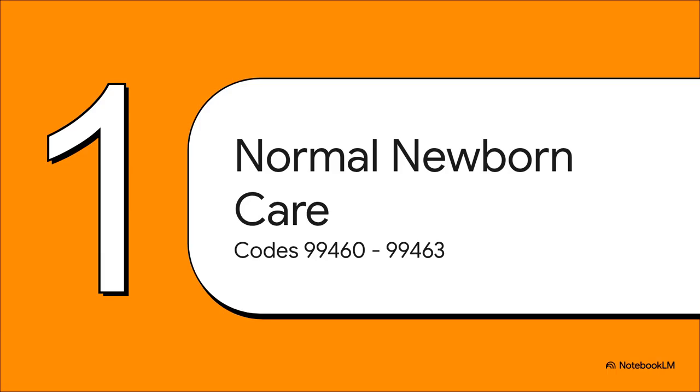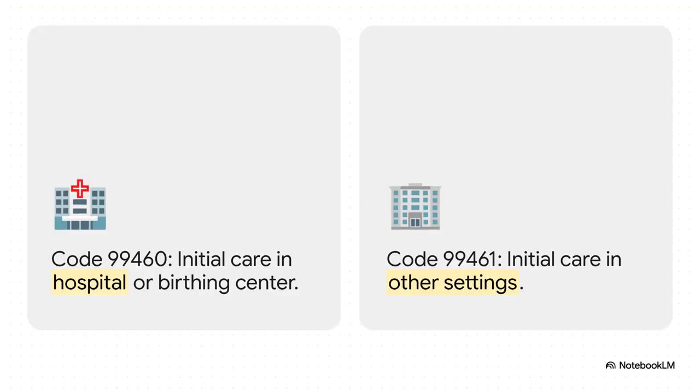All right, Section 1. We're starting with normal newborn care, which covers codes 99460 through 99463. So, for these healthy babies, your code selection hinges purely on the location of that initial day of care. It's actually pretty straightforward. Code 99460 is used for initial hospital or birthing center care. But let's say that exact same healthy newborn is evaluated in a totally different setting, like a clinic right after birth. In that case, you're going to use code 99461. The patient is the same, the acuity is exactly the same, but the place of service completely dictates your code.